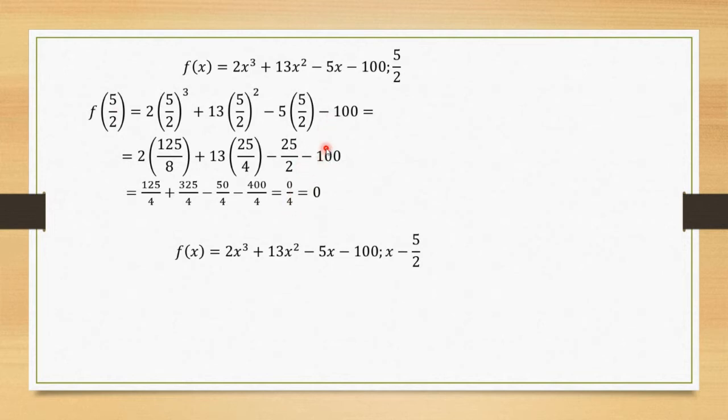Now again, by the factor theorem, by the remainder theorem, that tells us the remainder, if we divide by x minus 5/2, we have to get 0. In other words, x minus 5/2 is a factor of f of x.